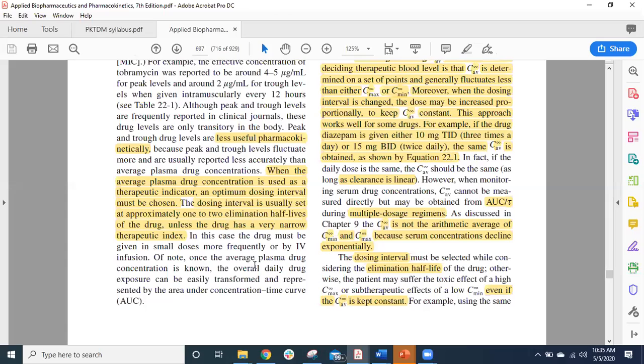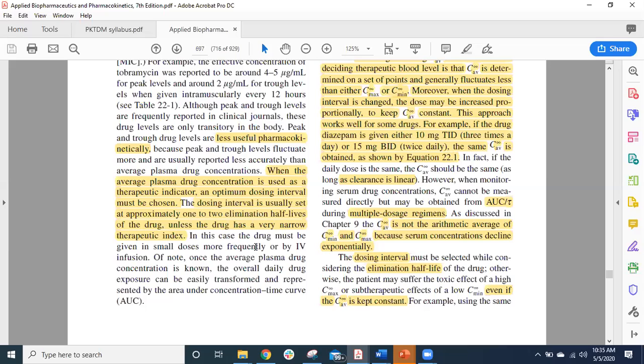So in such cases, you have to give the drug in small doses but more frequently. If the drug is a narrow therapeutic index drug, you give a small dose. Why should you give a small dose for a narrow therapeutic index drug? It can go to a toxic level easily. Yes, the peak can go very high. Because this is a narrow therapeutic index, you cannot give a high dose, so you give a low dose.